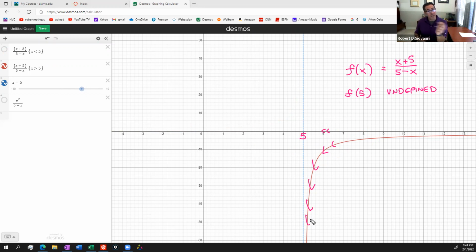Now, if we came into 5 from the left side, if we came in from this side, then our answer should be positive infinity, but we would have to redo the limit, right? We'd have to go see what's happening.